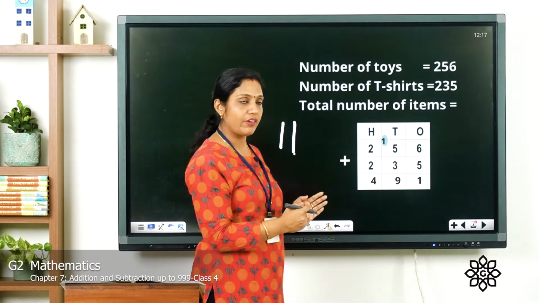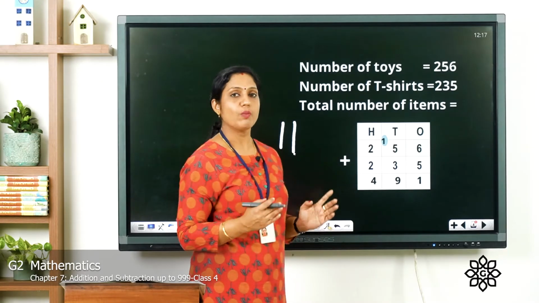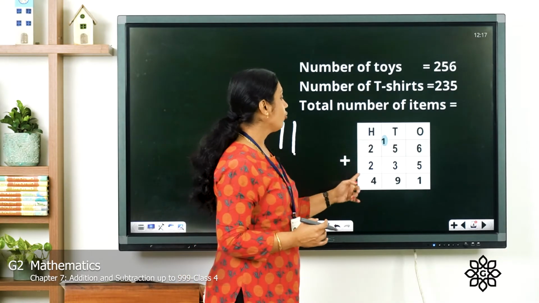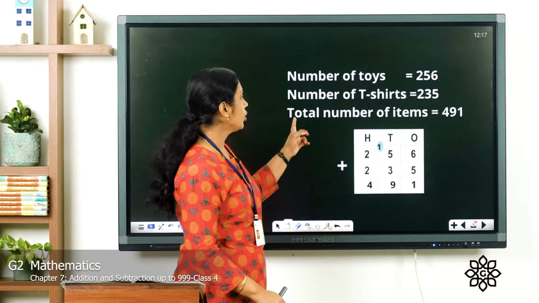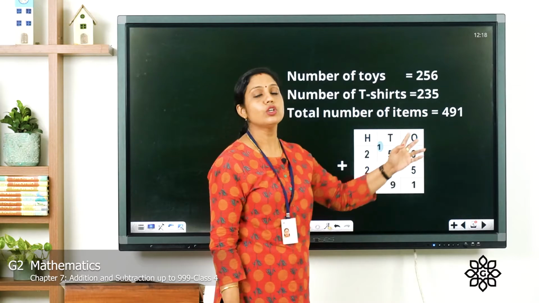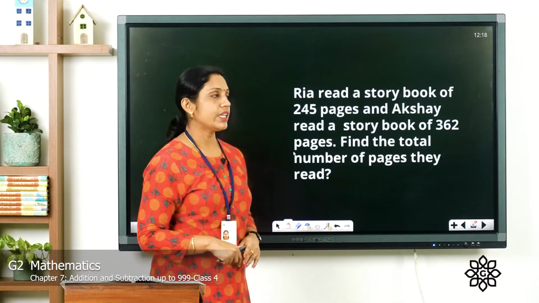Now we'll move on to the hundreds place. In the hundreds place we have 2 plus 2. So how much is 2 plus 2? It is 4. So we got the answer 491. So the total number of items is equal to 491. Let's look at our next question.